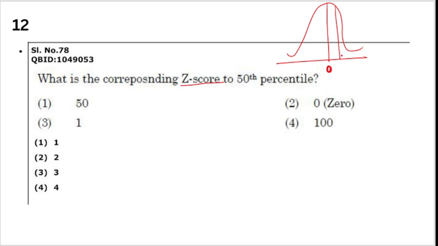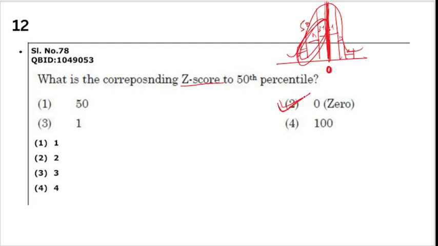Then we have 3 positive standard deviations and 3 negative standard deviations, and we have 34% in the first standard deviation, 14% in the second, and 2% in the last, third standard deviation. So if we add all of these together on one side, it would be 50. So the z-score at our 50th percentile is going to be 0. So 2 is our answer. Yeah, simple, right? But it seemed a little difficult.